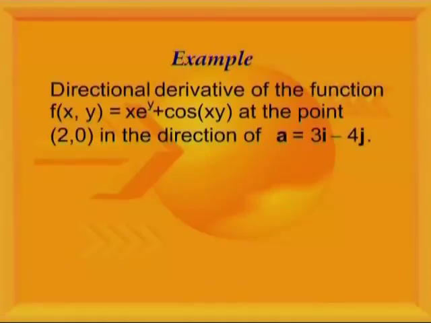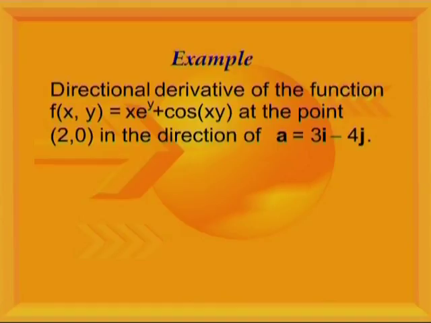The function we have here is f(x, y) is equal to x e^y plus cos(xy), and we are finding the directional derivative of this function at the point (2, 0) in the direction of vector a is equal to 3i minus 4j.